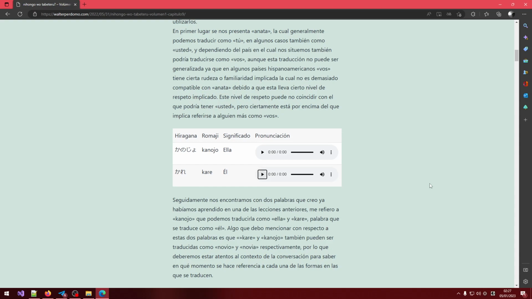Now, one thing about kare and kanojo is that, yeah, kanojo is she and kare is he, but they could also be translated as boyfriend in the case of kare and girlfriend in the case of kanojo. So pay attention to the context. The context will usually define which meaning you have to use. Okay, so let's continue.